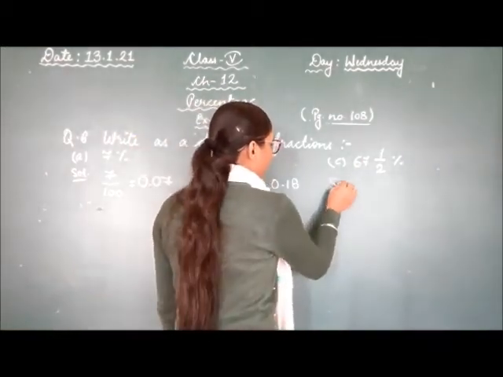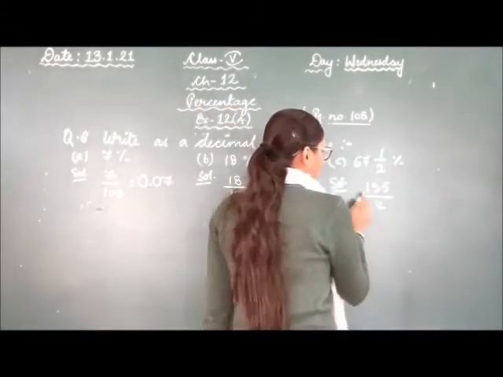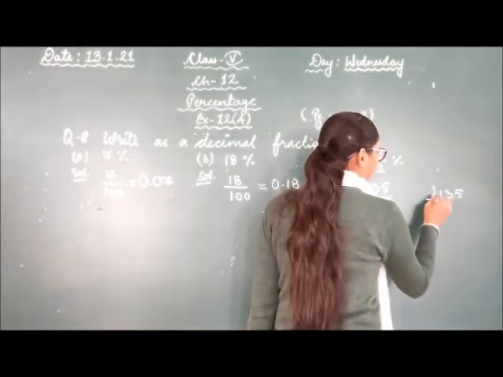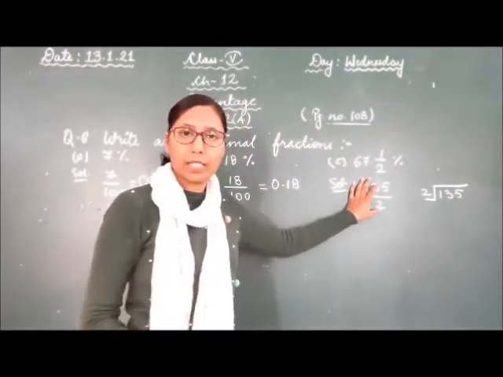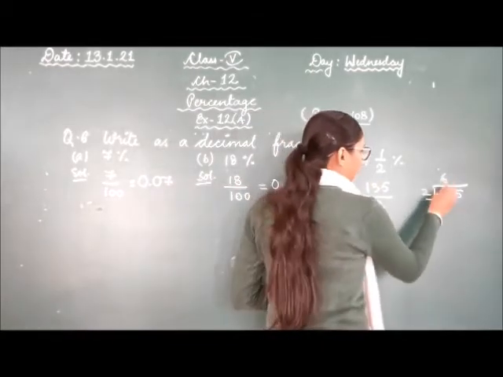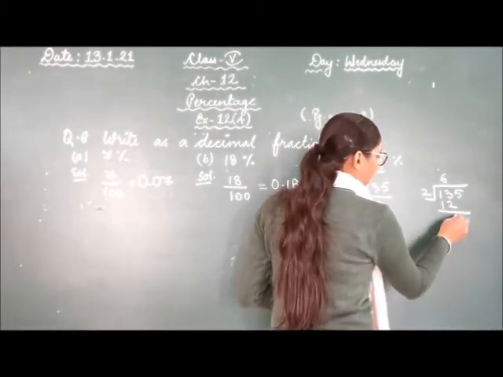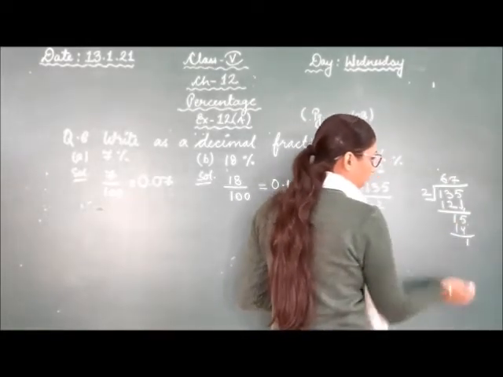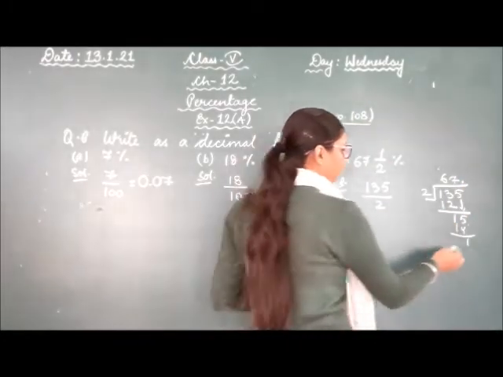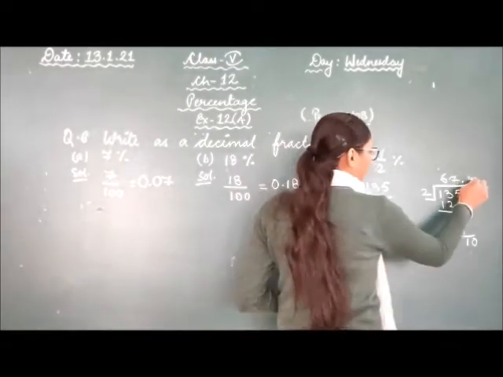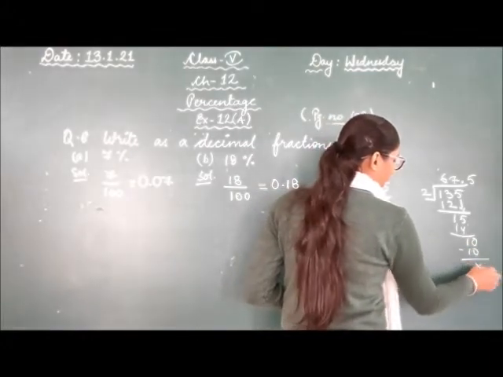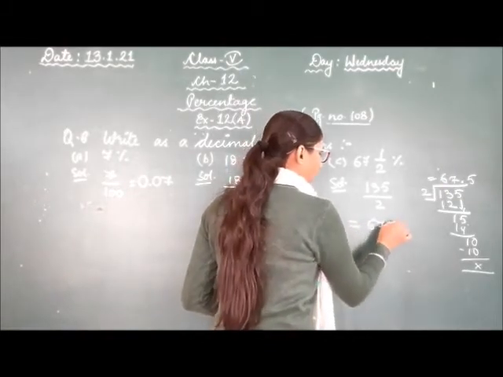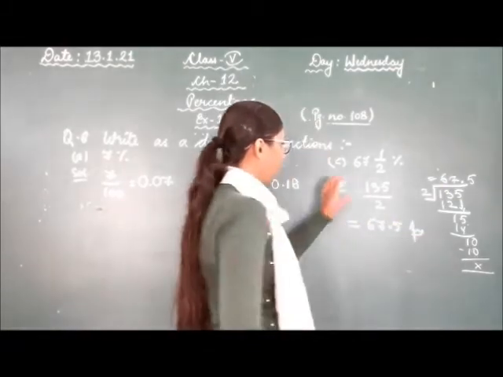Now in this one, 67 1 by 2. So this is 135 by 2. We can divide this 135 by 2 to make it a decimal number. So when we divide this, we will get 2 times 12, 1, and then 15, 7 times 14, and then 1. So we are going to put a decimal point, and then we are going to write 0, and 5 times we are going to write 10. Remainder is 0. So the answer is 67.5. This is the answer of this percentage.